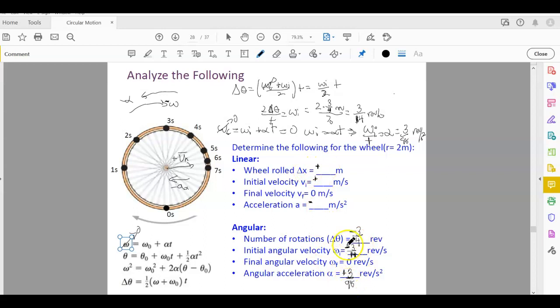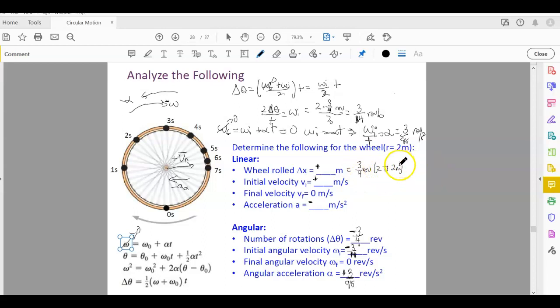Well, since we have the angular stuff finished pretty easily, to get the linear stuff from that, all we do is just take the angular component and multiply it by the circumference of the circle. The radius is 2 meters. So this is going to be 3/4 a revolution times 2 pi times 2 meters.